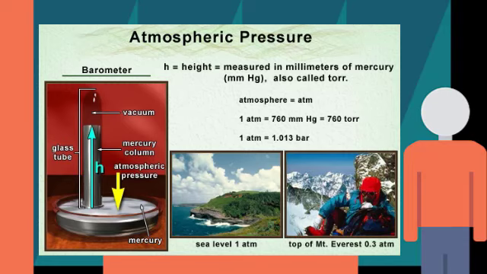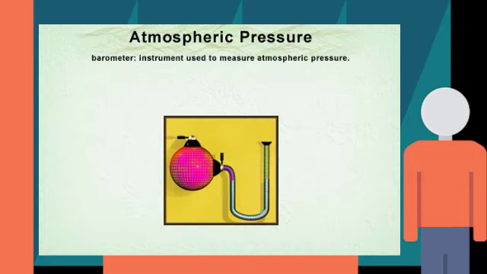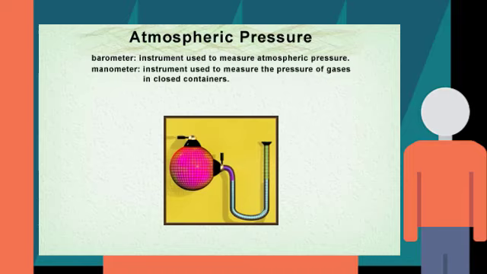For example, at the top of Mount Everest, which is about 9 kilometers high, atmospheric pressure is approximately 0.3 atmospheres. While barometers are used to measure atmospheric pressure, a different type of instrument, called a manometer, is used to measure the pressure of gases in closed containers. An open-ended manometer, like the one on your screen, is attached to a gas-filled container, and mercury is inside the U-tube, which is open to the atmosphere.